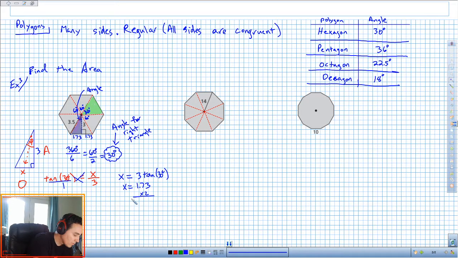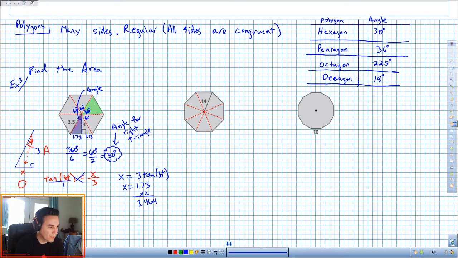3 tangent 30. Okay, times 2, I get 3.46. So that length of the side of the triangle is 3.464. Okay, that is the length of the triangle.